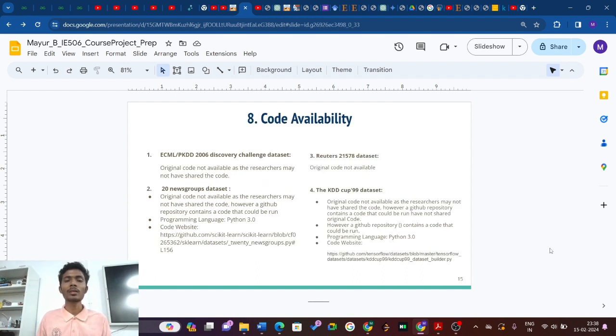So for dataset 1 and dataset 3, I was not able to find the original code. Also, I was not able to find code in any other repository that could have been made by other people. But for dataset 2 and dataset 4, again, the original code that the researchers used is not available, but there are some codes in Python available on GitHub repositories, whose links I have mentioned.